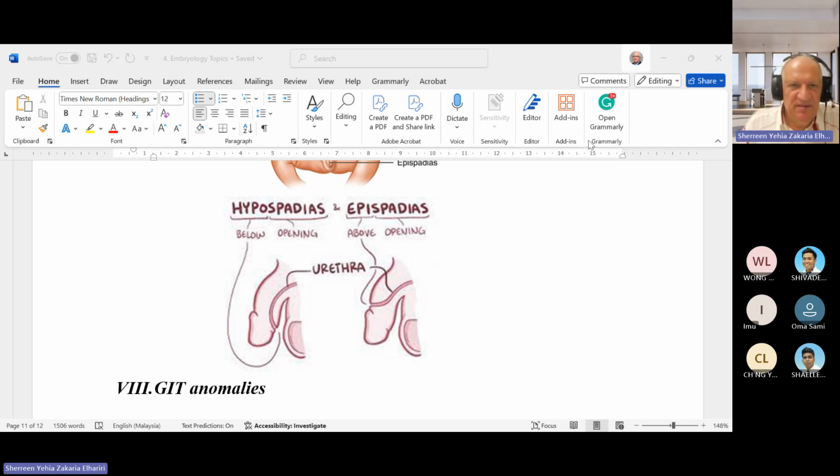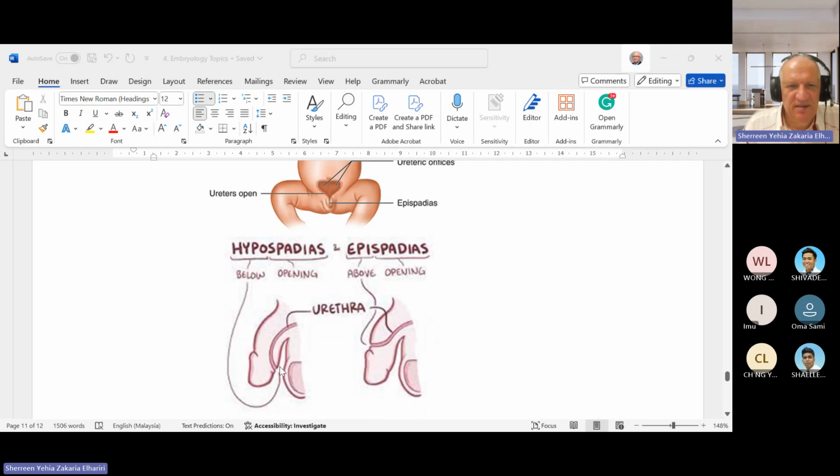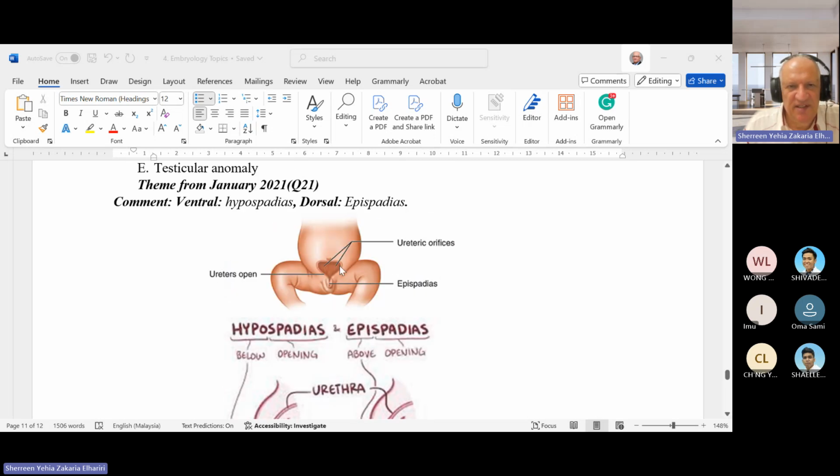We have two anomalies. If you have hypospadias, you can have cryptorchidism. If you have epispadias, you can have loss of the anterior wall of the abdomen defect and, related to the urinary bladder, what we call ectopia vesica.